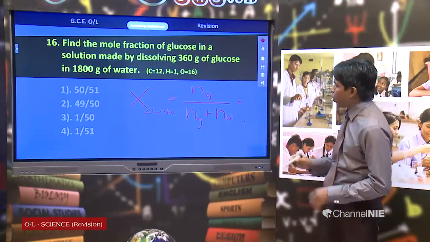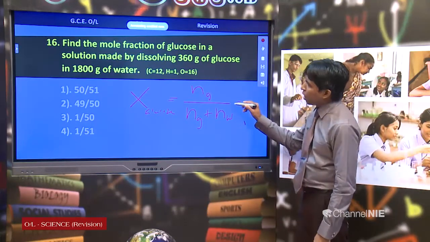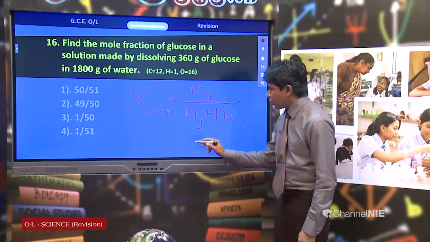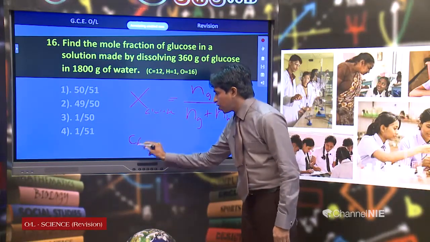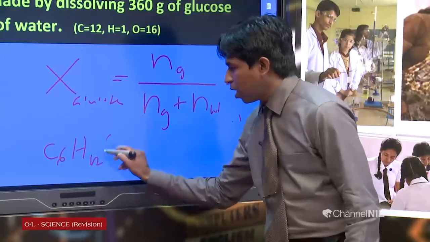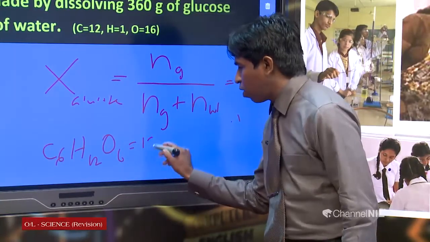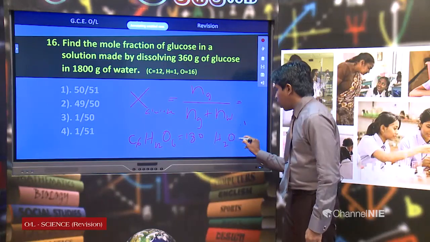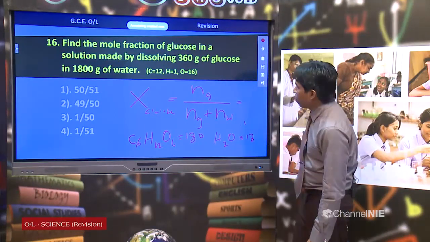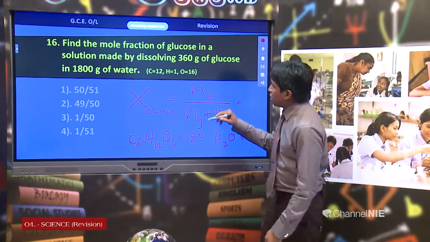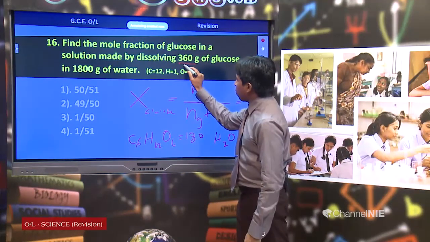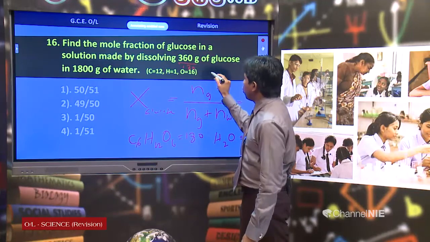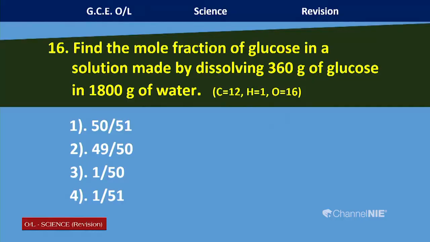So, glucose moles you get 360 grams of glucose divided by molar mass of glucose, you can get it's 180. So, glucose molar mass C6H12O6, it's 180 grams per mole, and water molar mass will be 18. So, when you divide 360 by 180, you get 2 moles. You get glucose, you get 2 moles.